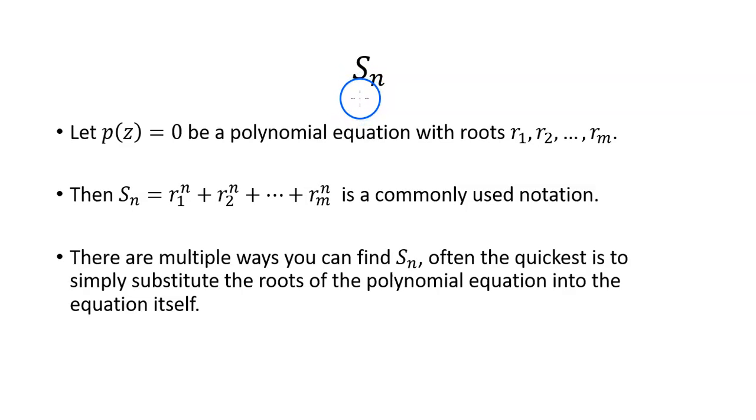So in a lot of the further maths past paper questions about polynomials, they ask us to calculate Sn, where Sn is defined as follows. If p of z equals 0 is the polynomial equation with roots r1 to rm, then Sn is the sum of those roots, each one to the power of n. There are multiple ways you can find Sn, and often the quickest way is to actually substitute the roots of the polynomial equation into the equation itself. So we'll take a look at that soon.